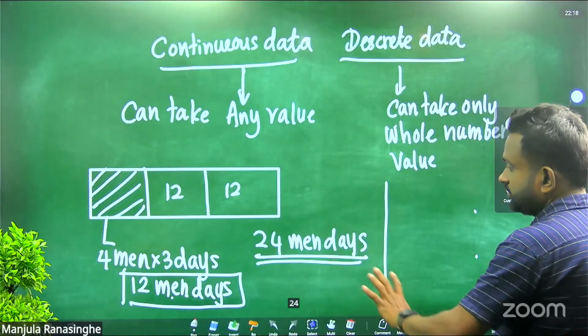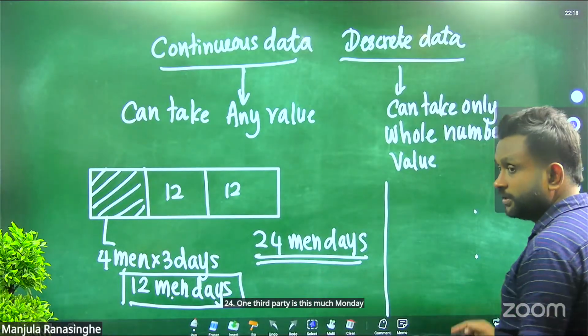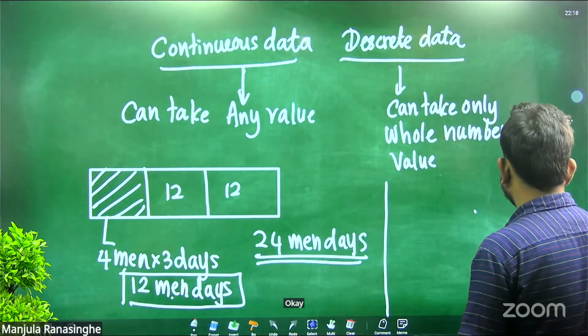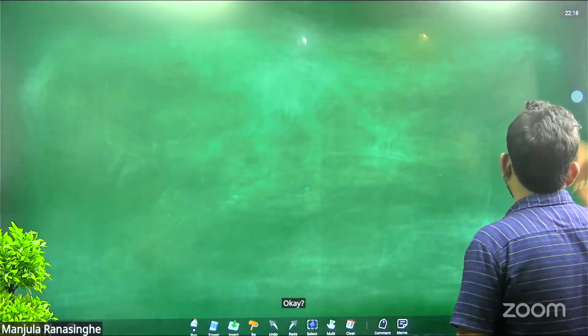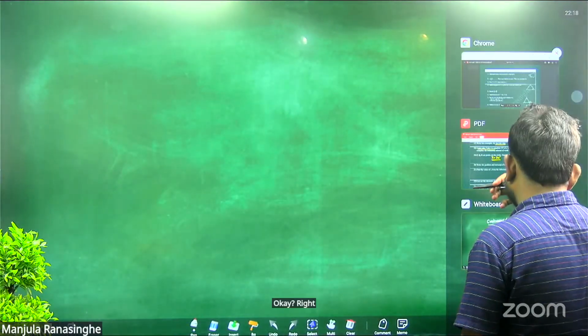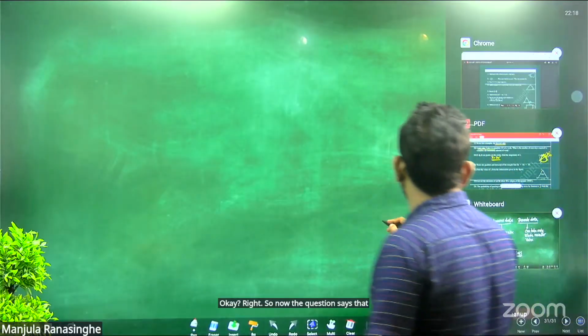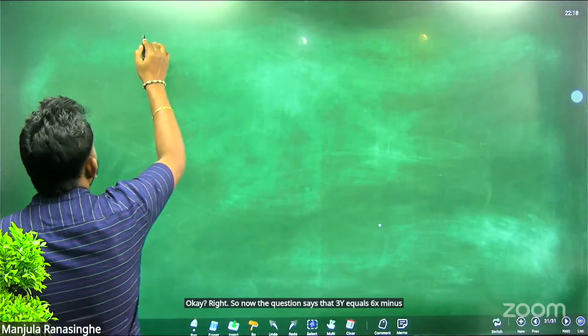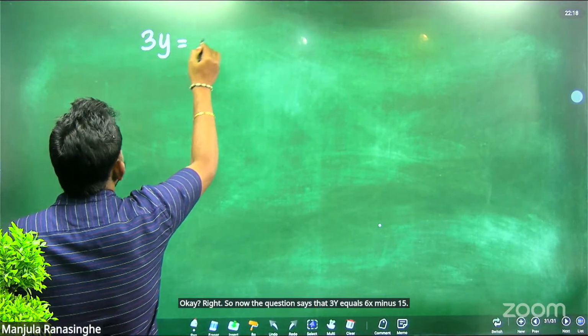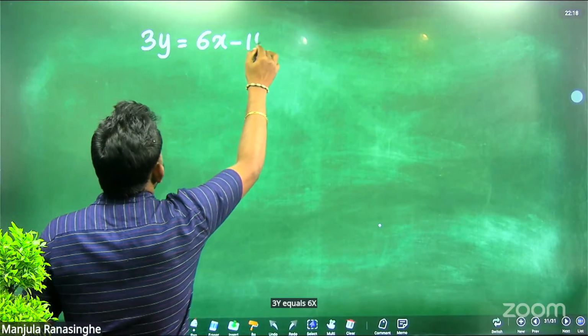One-third part is this much, so two parts remain. Okay? Right. So now the question says that 3y equals 6x minus 15. 3y equals 6x minus 15. Right.